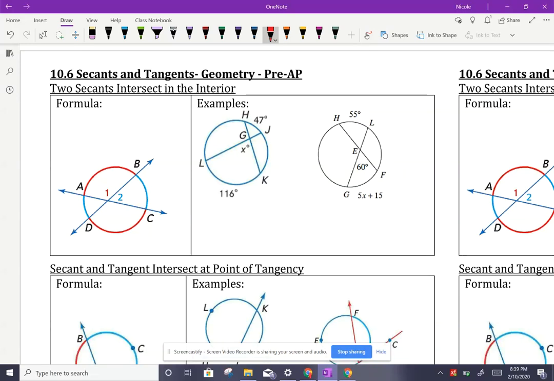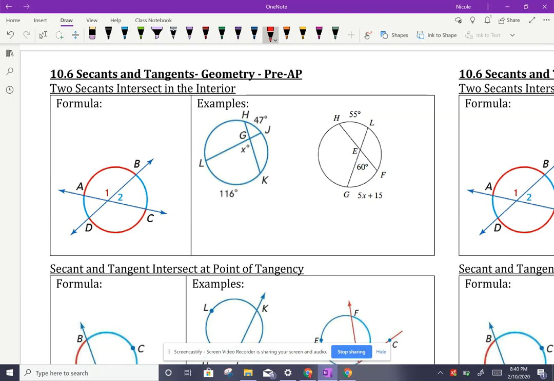Welcome to 10.6. We will be talking about secants and tangents. There are two different types of line segments or lines that happen within your circle, so we have to learn and memorize a couple of different formulas. Sorry, guys, I know memorizing formulas is one of your favorite things to do. These are not going to be provided for you on the test, so make sure you are memorizing these.